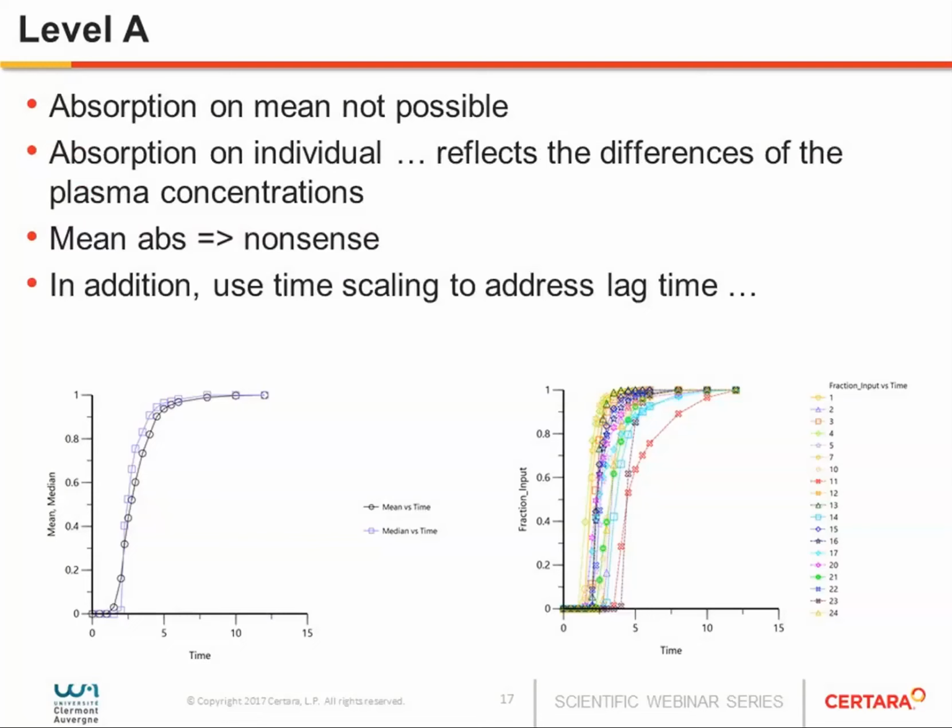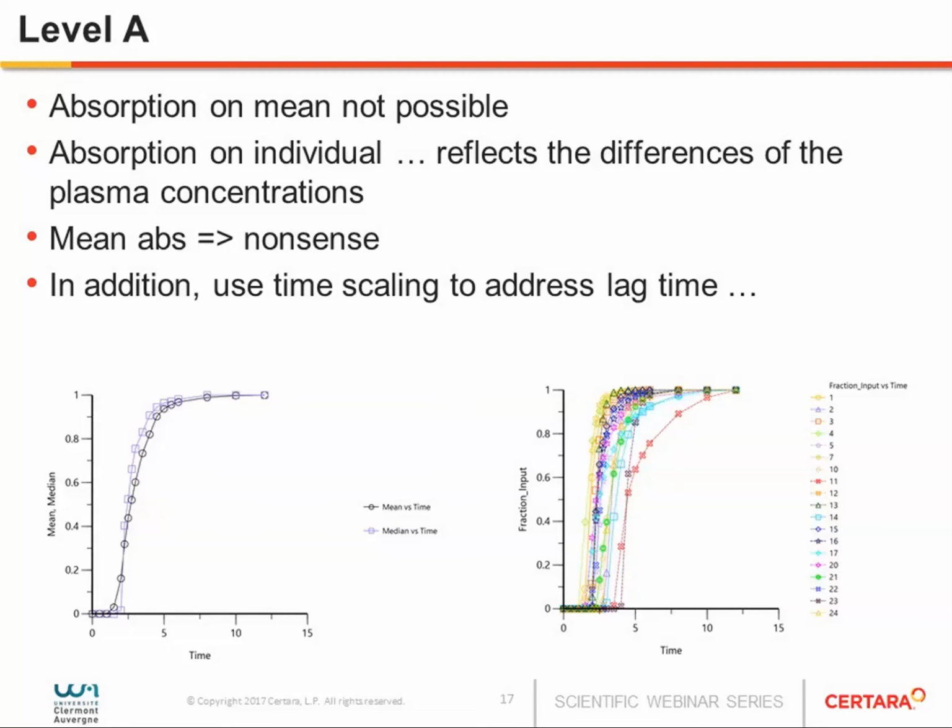If I use the mean curve, which you have on the left panel of this slide, you can see the black curve is the absorption derived from the mean curve. And you see the lag time and you see an absorption. And as we discussed just before, this absorption is not going to reflect the very sharp peaks that I observed, because it's going to be smoothed by the mean.